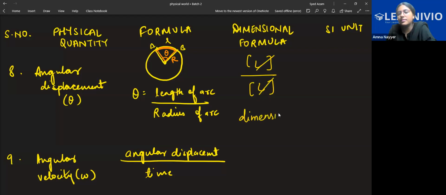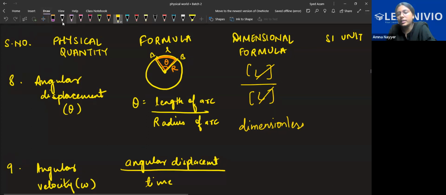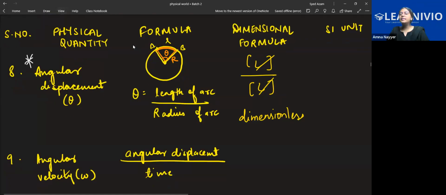Now this is important. Two quantities I'm going to tell you that are very helpful. One is this angular displacement, remember this. And one is strain that we'll be doing. Now, this is dimensionless. It has no dimensions. Why? Because this will be L to the power 0, M to the power 0, T to the power 0. It is dimensionless. But this is that quantity which, even after being dimensionless, has the unit of angle.